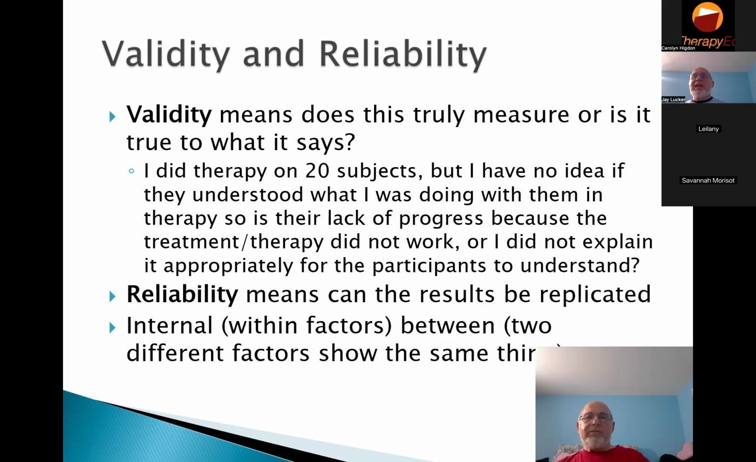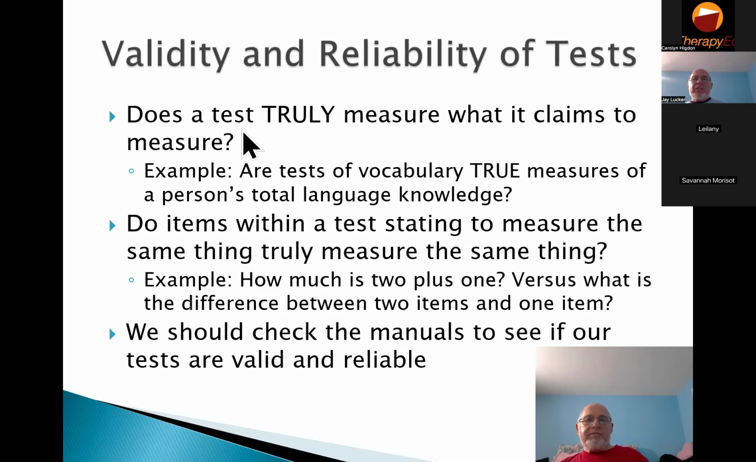That's important. Like I said, what about the subjects with 130, 140 IQ versus the ones with an 85 IQ? Okay, so it may be valid for each individual group, but how do you compare them if you don't think about the IQ stuff? Reliability: can the results be replicated? Okay, internally within the study or between two different factors that were evaluated. Validity, reliability: does the test truly measure what it claims to measure?